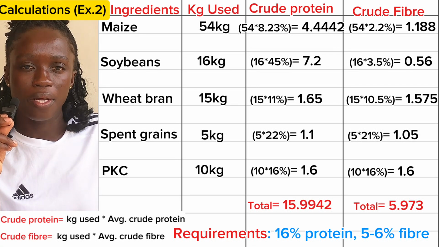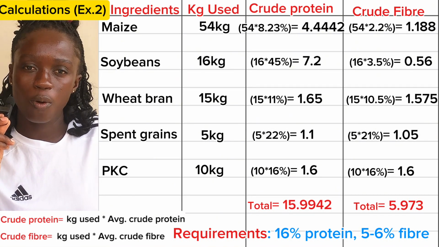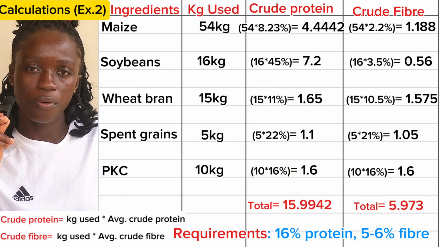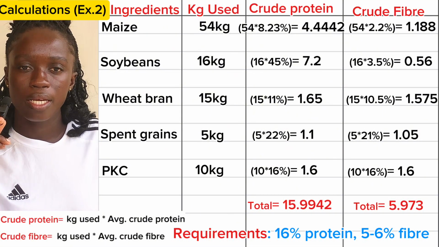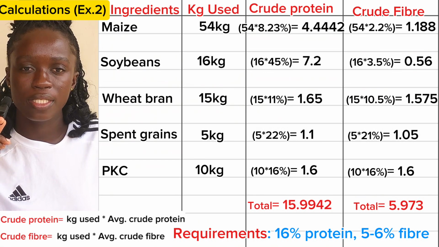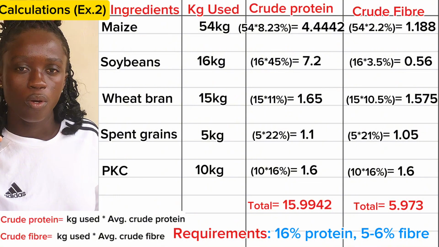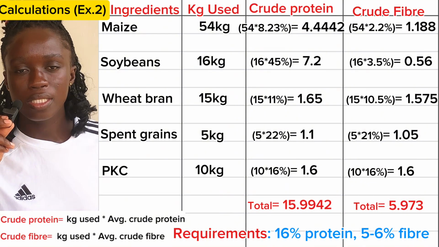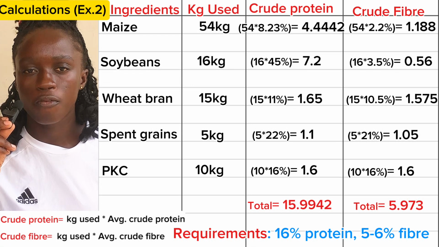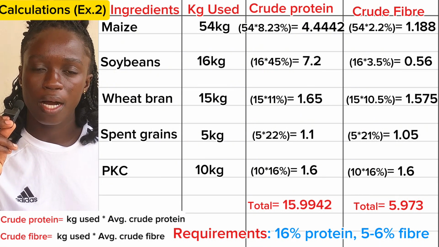So this is our feed that we have. 15.9942 crude protein. Now that is almost 16%. Even if you round it up, you have 16%. So that meets the requirement. And then now for the crude fiber, we have 5.973. Now that is approximately 6%. So we are not out of range with the crude fiber as well. So this feed meets the nutritional requirement of grower feed so far as crude protein and crude fiber are concerned.